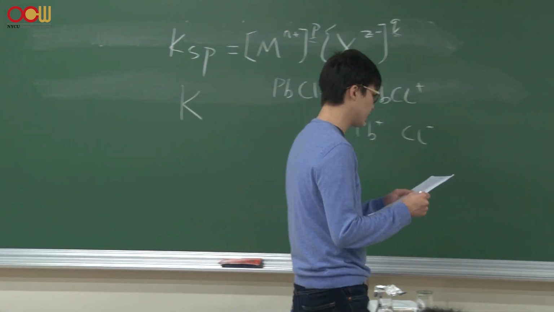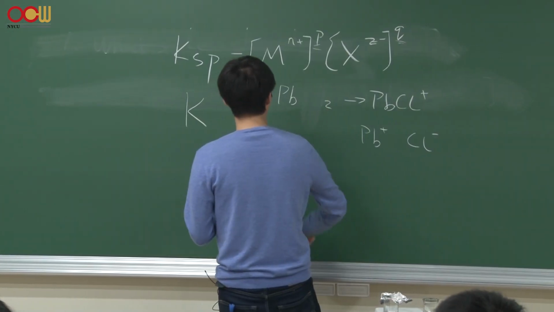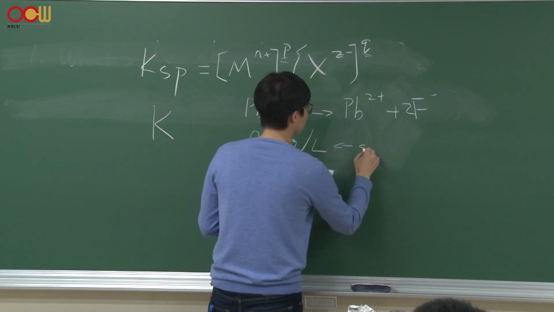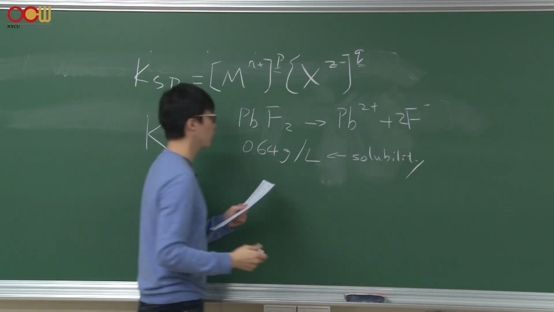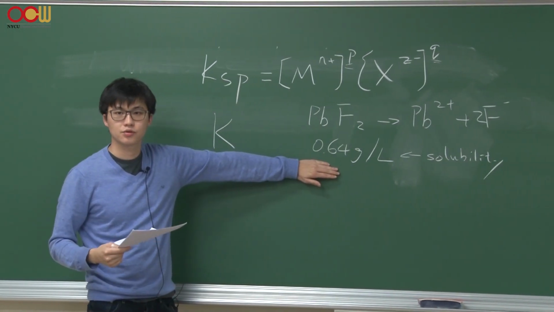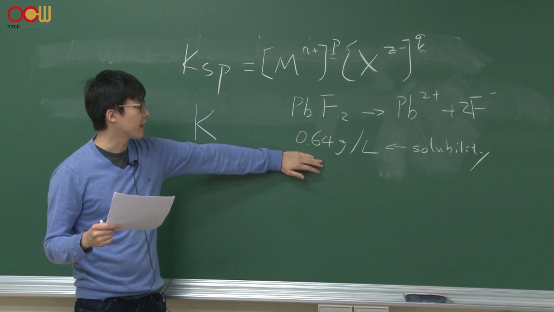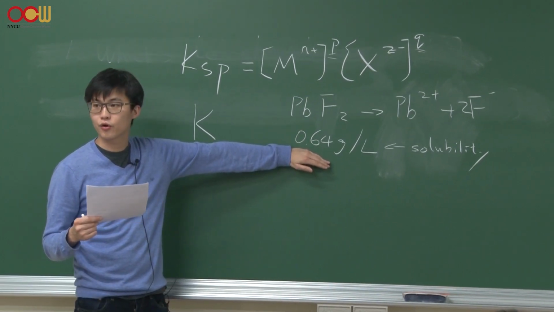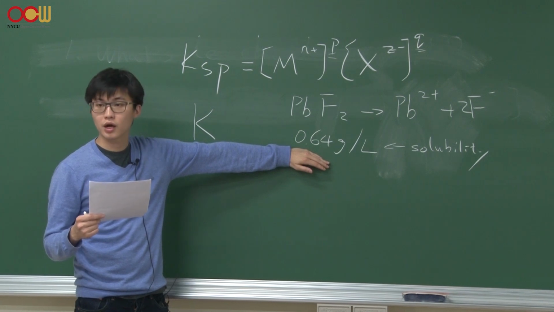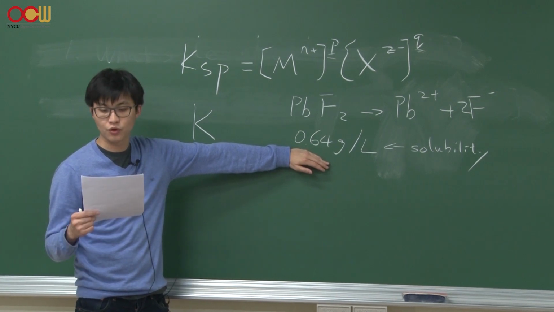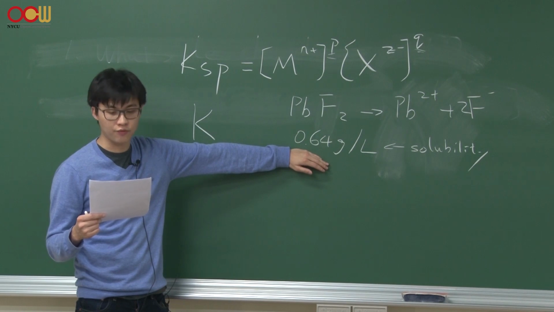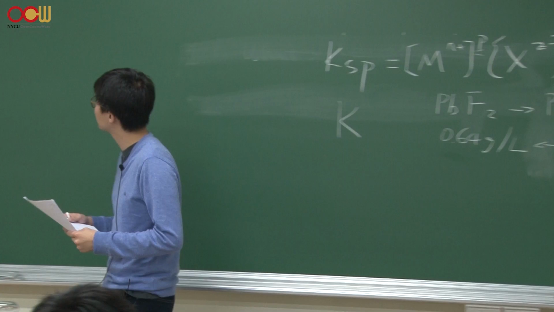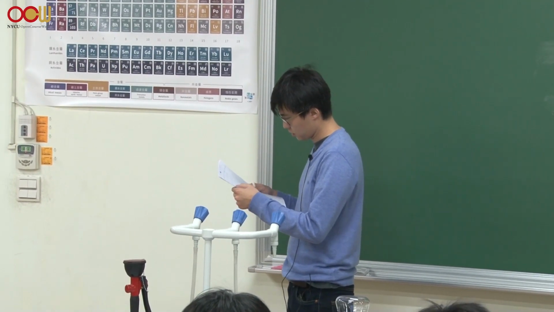How can we get solubility from KSP? Let's look at one example, lead fluoride. Let's say by experiment, we figured out the solubility of lead fluoride is this much. Try to calculate KSP from this value. Now get into groups. You can look up the molecular weight. You don't have to get a very precise molecular weight for lead and fluoride, just an approximation.